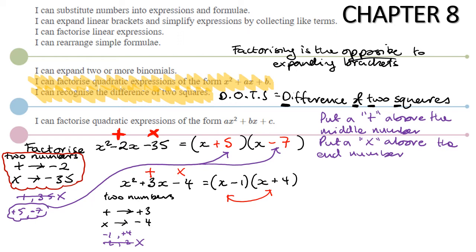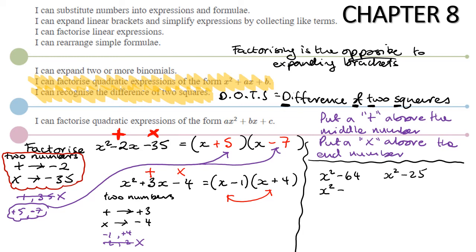Now the difference of two squares. Sometimes you see something like this: x squared minus 64, x squared minus 25, x squared minus 81. You notice they're all the same. Now these ones always factorize the same way. So the one at the top here will factorize to give you x plus 8, x minus 8. Notice the same number, but one is positive, one is negative, and the number is the square root of 64. This one will be x plus 5, x minus 5.